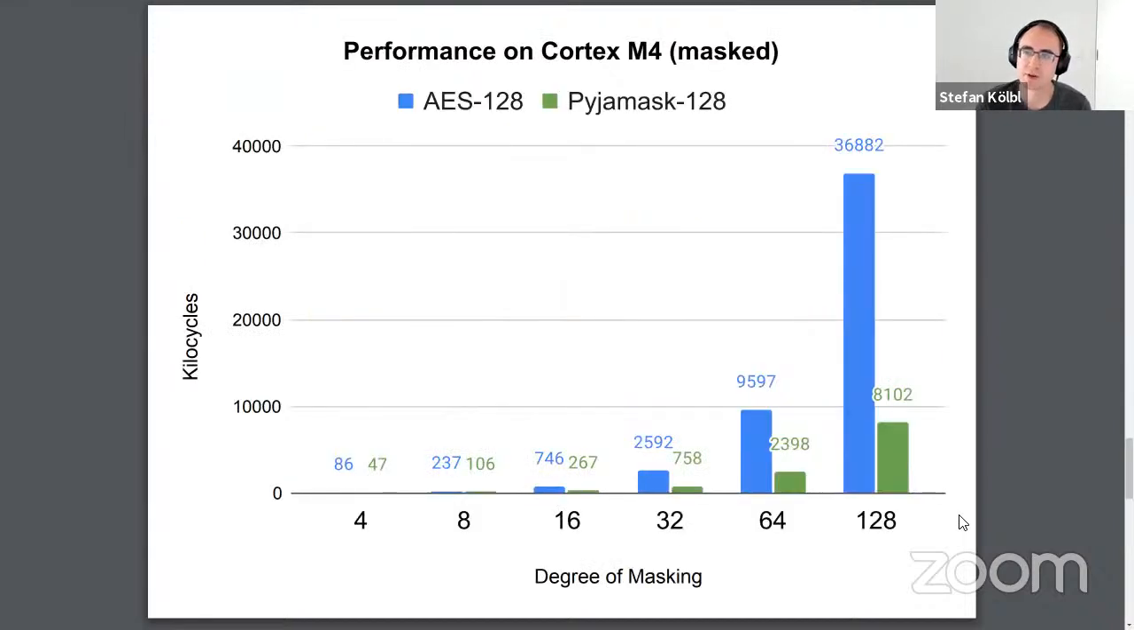Then in the paper, we also provide a direct comparison for high order masked implementations. Specifically, we compare it with the higher order masked implementation of AES presented at Eurocrypt 2017. As you can see, at the bottom is basically the degree of masking, and the higher the degree of masking, the bigger the gap becomes between AES and PGMask.